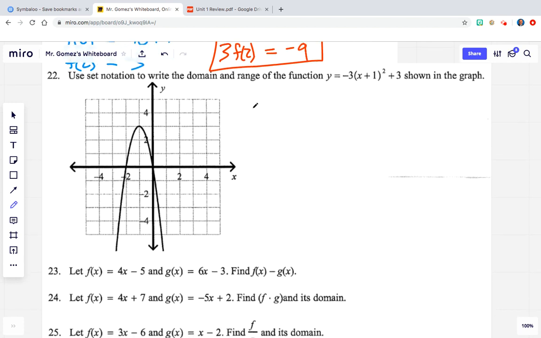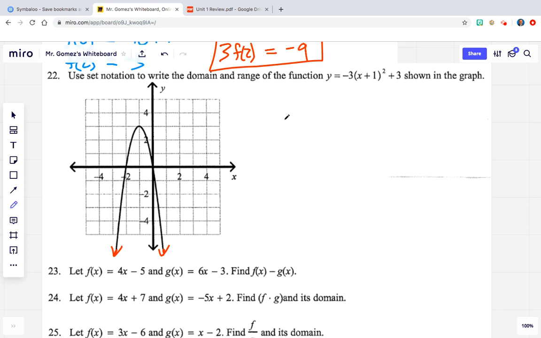Let's go to 22. It says, use set notation to write the domain and range of the function shown in the graph. So this is our graph. And remember, like I said before, if nothing's shown as far as being an endpoint, you're to interpret by default these arrows as going off basically to infinity. So as you go to the right, it will go down. As you go to the left, it will go down infinitely.